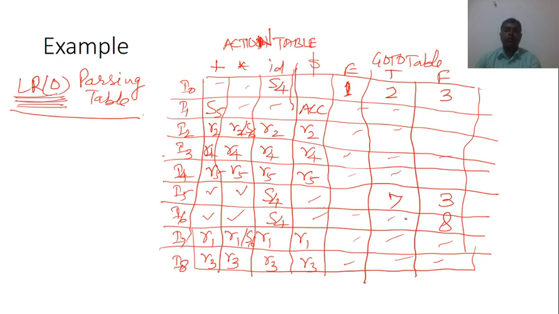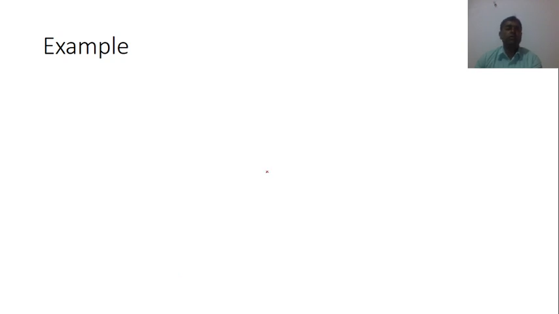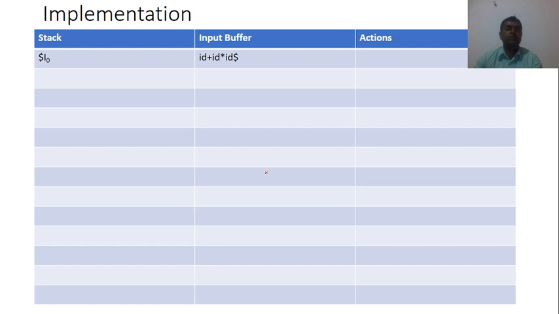If you want to see how to check whether the string is accepted or not, you can check it here. You are provided with the stack as I0. The initial content in the stack is dollar, the bottom symbol of the stack, and then the start state of your FSM, that is I0. And I want to check whether ID plus ID into ID is accepted or not. Just append this with dollar.